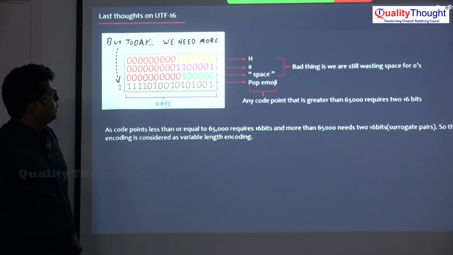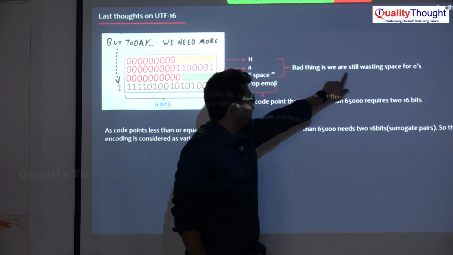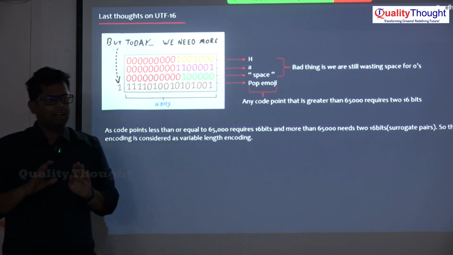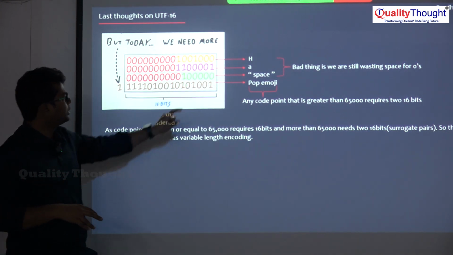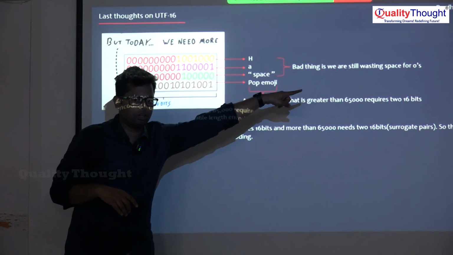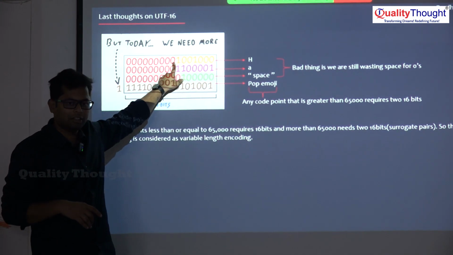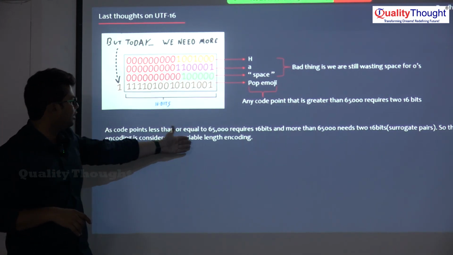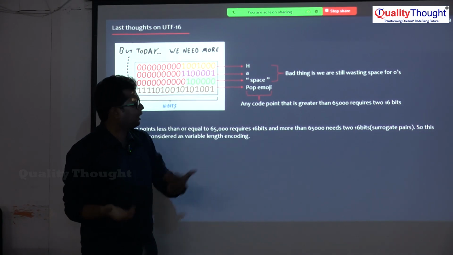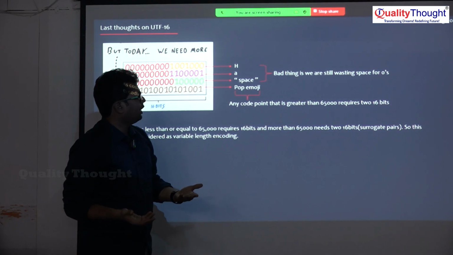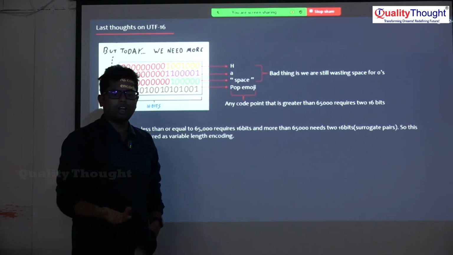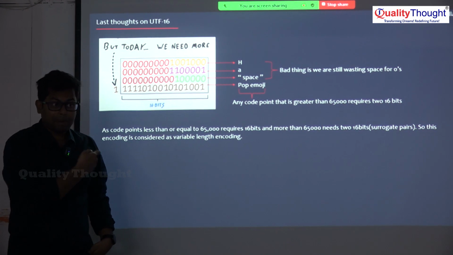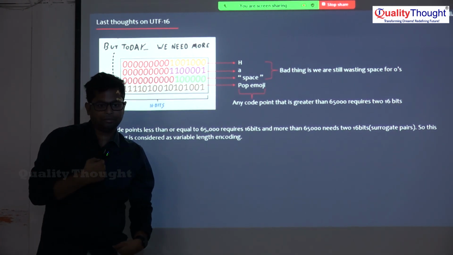The bad thing is we are still wasting space on zeros for these three. The good thing is the poop emoji efficiently utilizes the memory, but we are still wasting space with zeros. Am I right or wrong? Because you see here lots of red-colored zeros. Now, a code point less than or equal to 65,000 requires 16 bits, and more than that requires two 16 bits, which are the surrogate pairs. Did you guys understand the calculation of surrogate pairs? You have to practice it, then only will you understand it. Are you following?